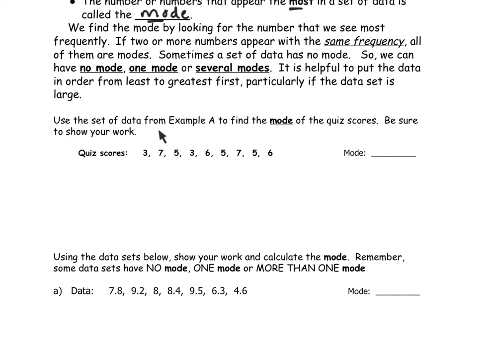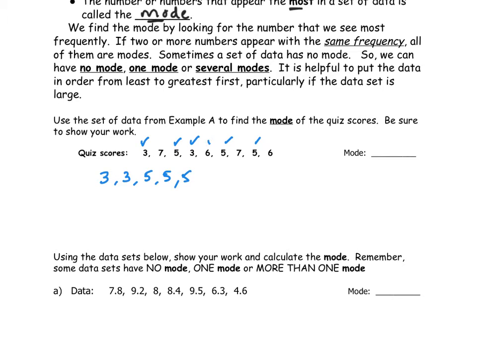It says use a set of data from example A, which we've seen before, to find the mode of the quiz scores. Be sure to show your work. So in this case, I'm going to show my work by putting the numbers in order. Again, I prefer to check numbers off as I go to make sure I've accounted for all of them. I see the smallest number 3, and there's another 3. Followed by 5s: 1 5, 2 5s, 3 5s.